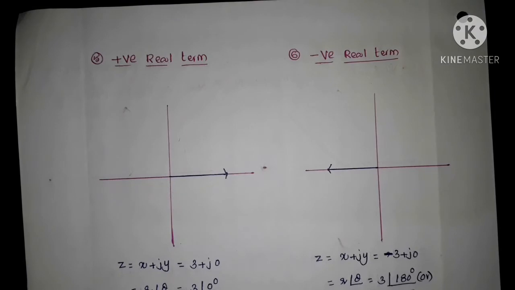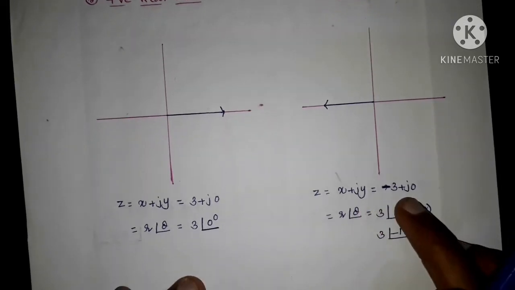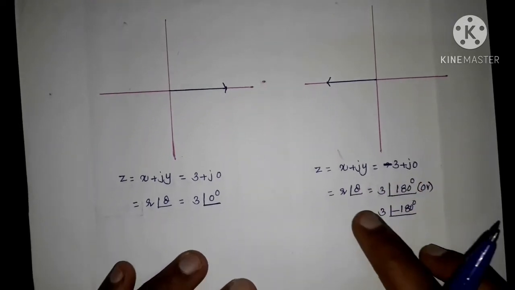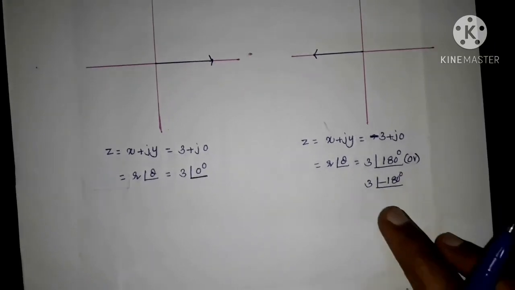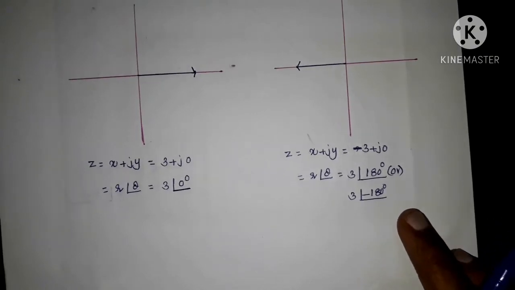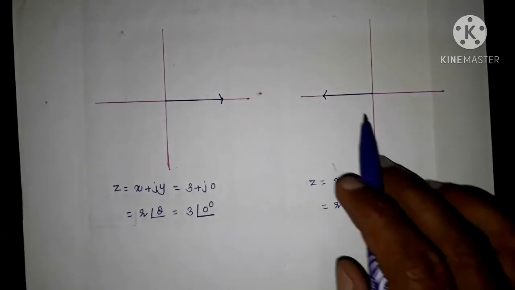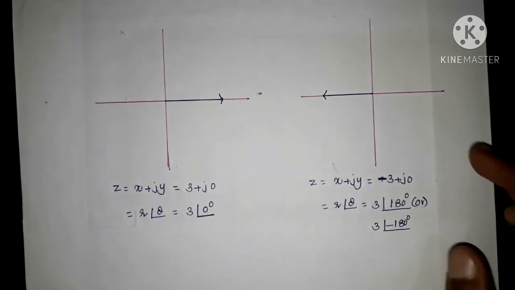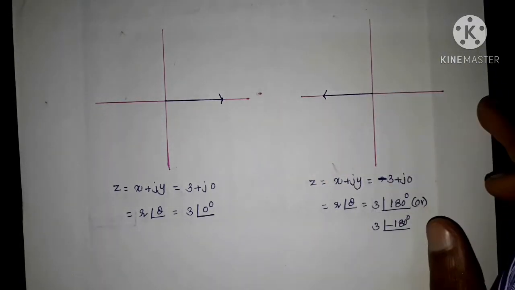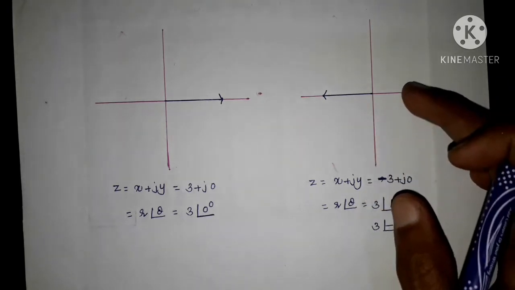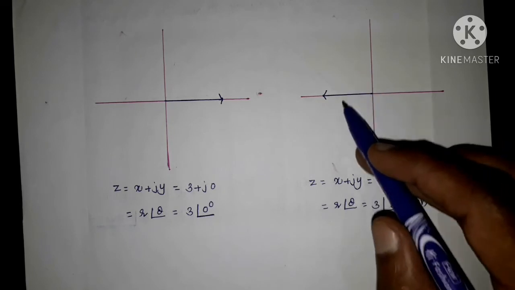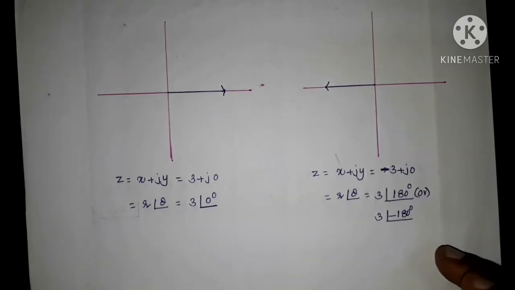So similarly, negative real term, which means x has a negative value and y is 0. You can take the example as minus 3 plus j0. If you find r and theta, you get 3 at an angle of 180 degrees or 3 at an angle of minus 180 degrees. So you can represent this: the resultant is 3 and that resultant is making an angle 180 with the reference in the anti-clockwise direction, or otherwise in the clockwise direction. So in the clockwise direction it is minus 180 and in the anti-clockwise direction it is 180.